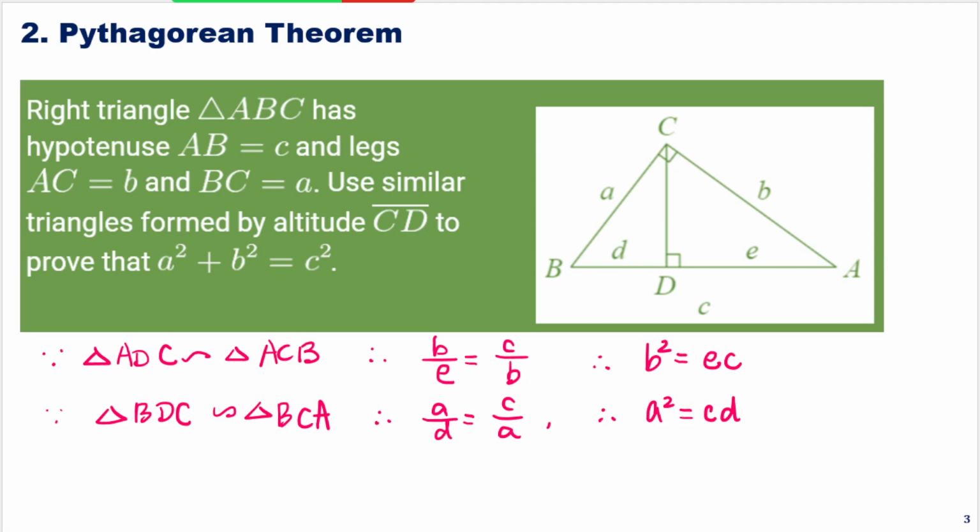So adding these expressions for A squared and B squared, the left side is A squared plus B squared, and the right side is EC plus CD, which is C times (E plus D). Well, E plus D is actually C, right? So that gives us C squared. Therefore, we have proved A squared plus B squared equals C squared. This is one of the many methods we can use to prove the Pythagorean theorem. Are you clear?